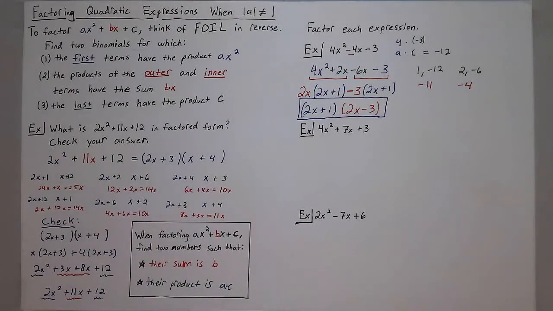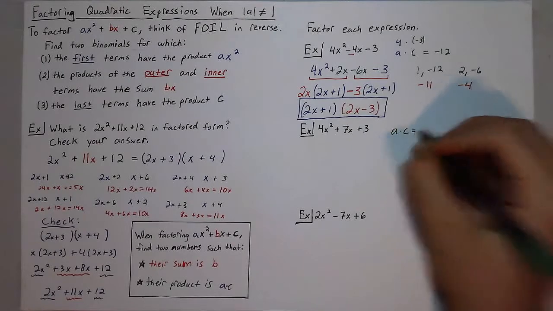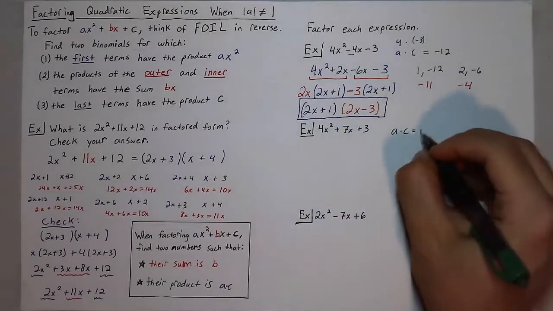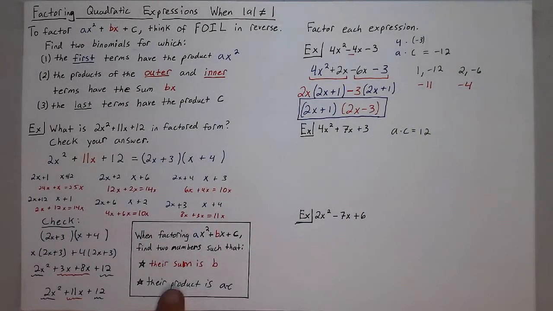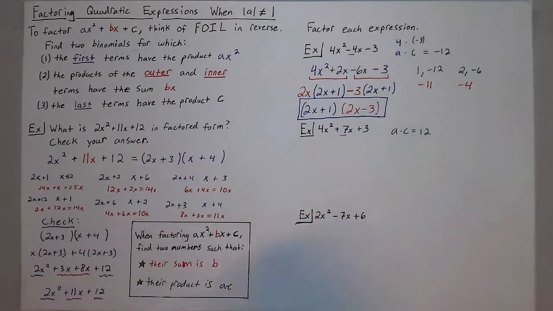Now let's try this again with the next problem. Here we have our a times c, which is the outer two numbers, 4 times 3, which is 12. So they have to multiply to give me 12, the two numbers I'm looking for, and then add together to give me 7.